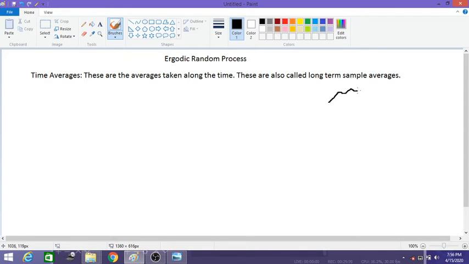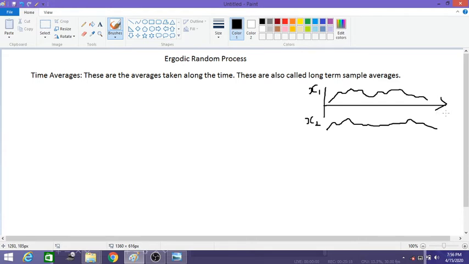Now, in the previous slide, we have seen the data. For example, this is some data that we have collected, and this is another data which we collected on the second day. Now, if I call these x1 and x2 with respect to time t, and I take some sample points of one particular data and take the average of these, this is called the time average, meaning over time I have averaged these values. This is called the time average or the long-term sample average.